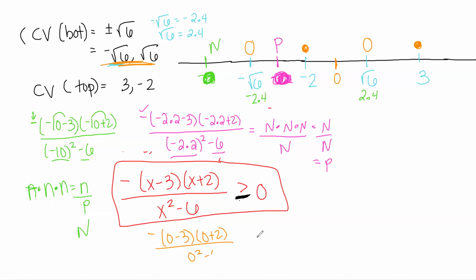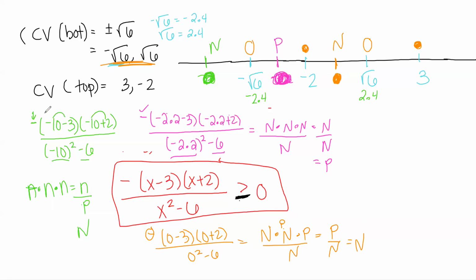So that is negative because of this. 0 minus 3 is negative. 0 plus 2 is positive. So negative times negative is positive, times positive is positive. On the bottom, 0 squared minus 6 is negative, which gives negative. Put an N, scribble.